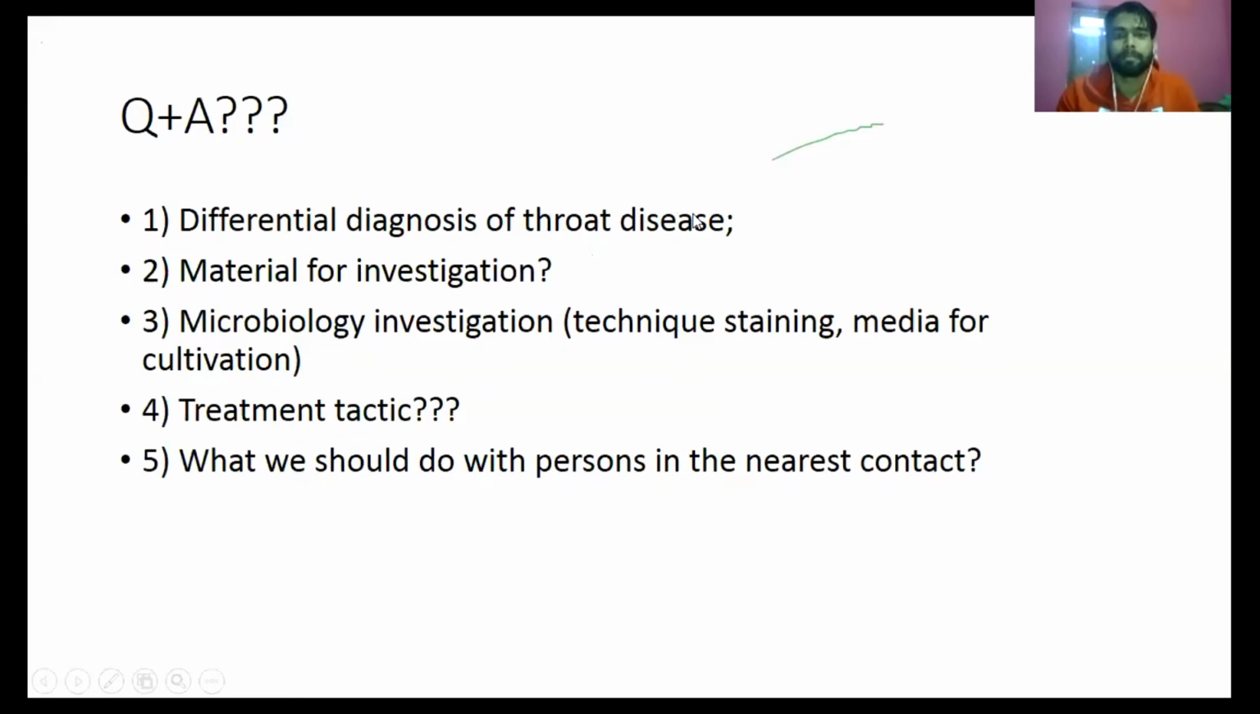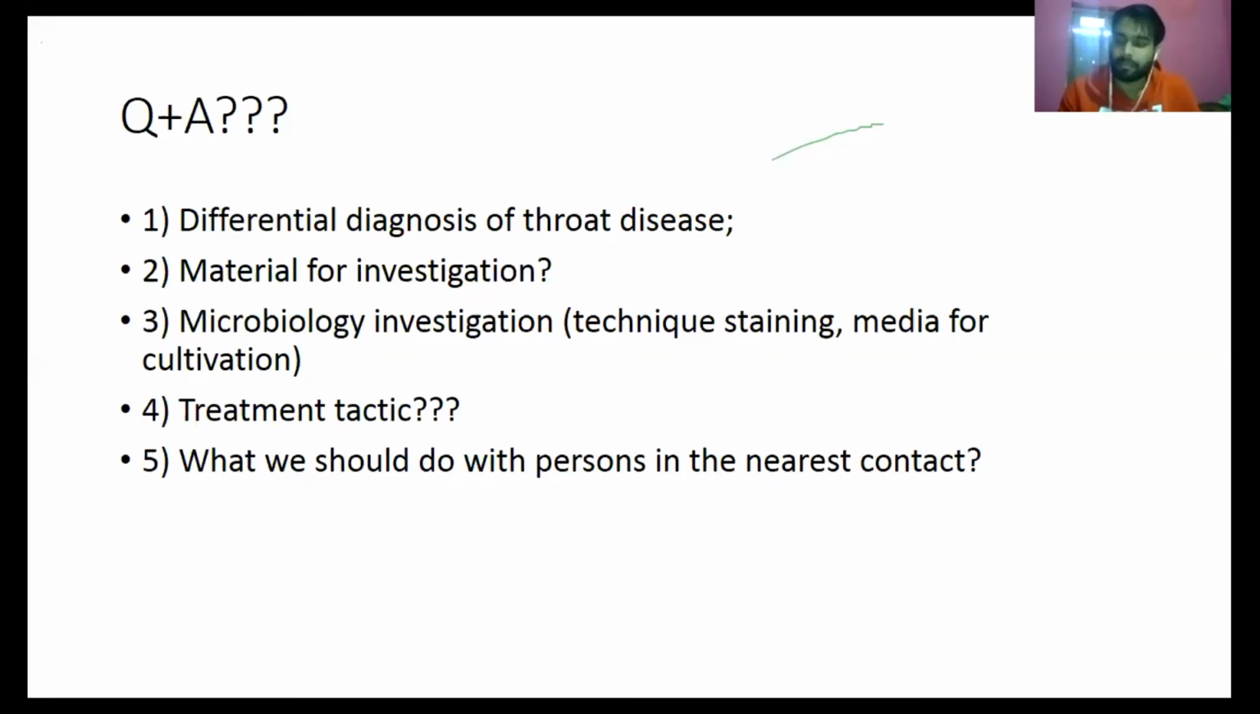What should you exclude in differential diagnostics? Of course, you should exclude past inflammatory diseases. Next, viral. Vincent angina, but you will exclude this variant on the microbiological investigation. Material for investigation starts from the margins of the healthy and inflammatory part of the tonsils.